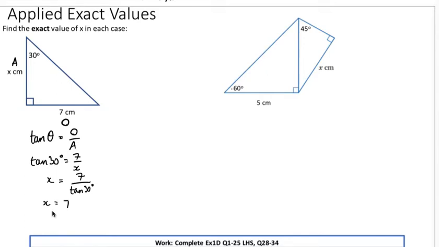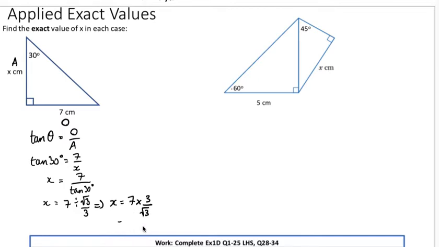Now when we're dividing fractions, we know keep, change, flip. So this is the same as saying x is equal to 7. So we keep the 7, change the divide to a times, and then flip, or take the reciprocal. And we get an answer of 21 on root 3.